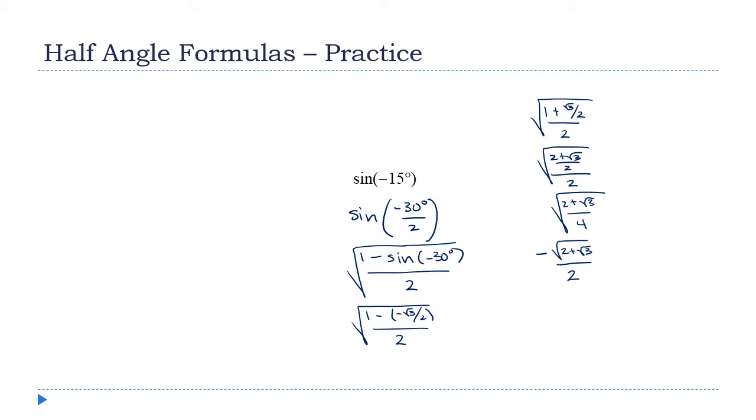Now, another way you could have done this, you could have started off using our sine negative angle identity. You could have made this minus sine of 15 degrees. And then in the end, you would have picked up the minus sign from out in front. I would have left the square root positive and gotten the minus sign from here. Either way, you end up with a negative number, which is what we needed for the answer.